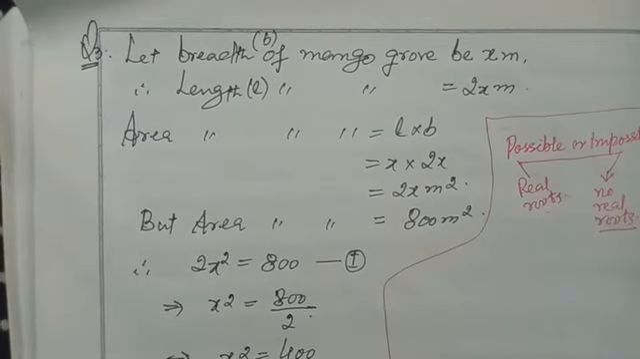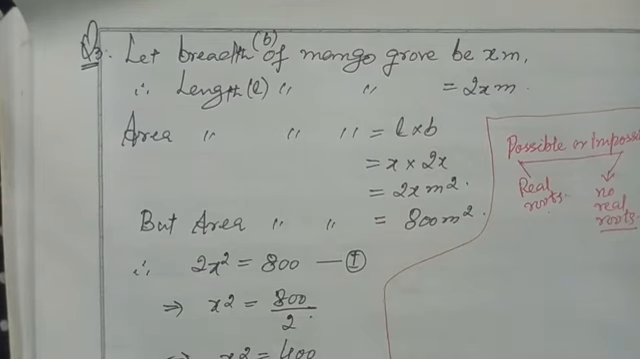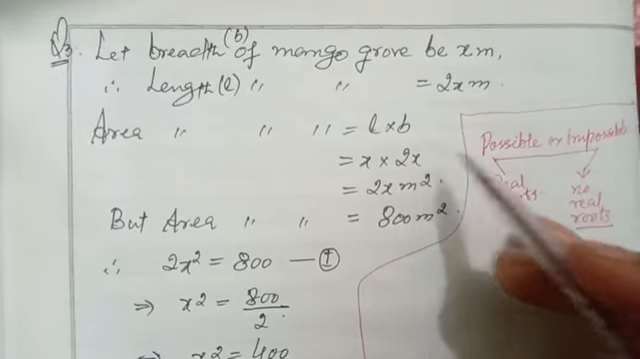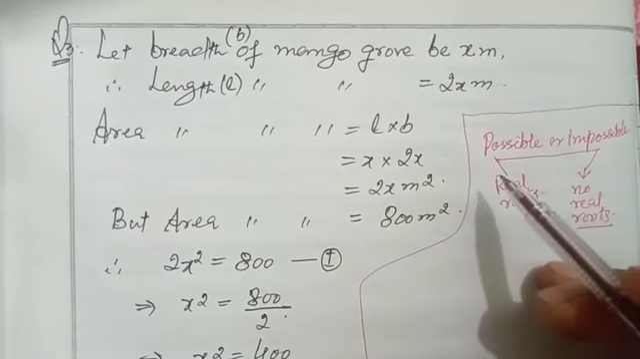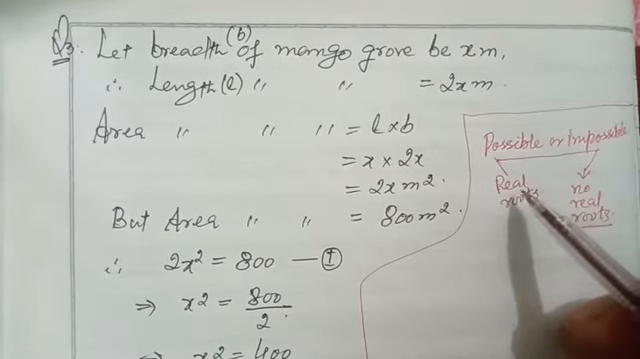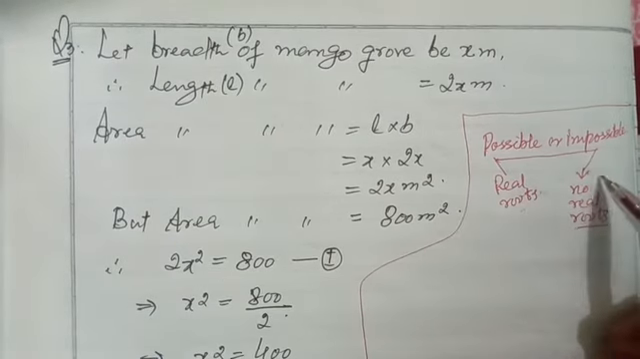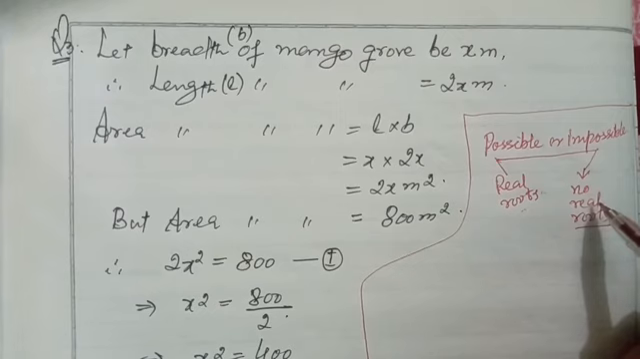Now look at question number 3 of the same exercise. Is it possible to design a rectangular mango grove whose length is twice its breadth and the area is 800 meters square? If so, find the length and breadth. It is talking about possible or impossible. If we form the quadratic equation and that equation has real roots, then it's possible. If that equation has no real roots, then it's not possible.